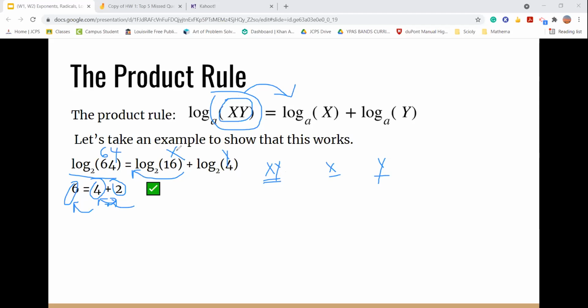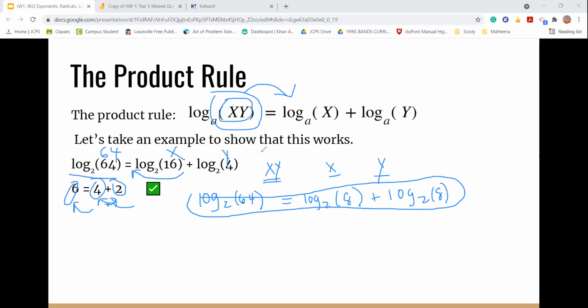So, how do I say this? 64 is also 8 times 8. So let's say I instead write it like this. Log base 2 of 64 equals log base 2 of 8 plus log base 2 of 8. And I think it'll be true when I look at my product rule, since 8 times 8 is 64, right?